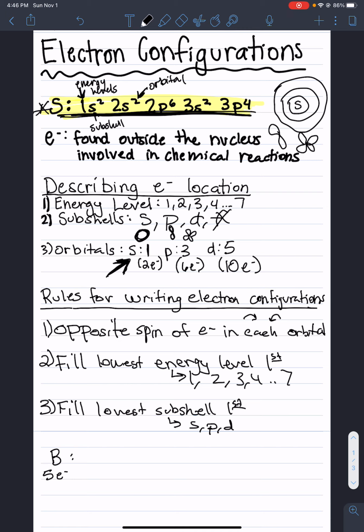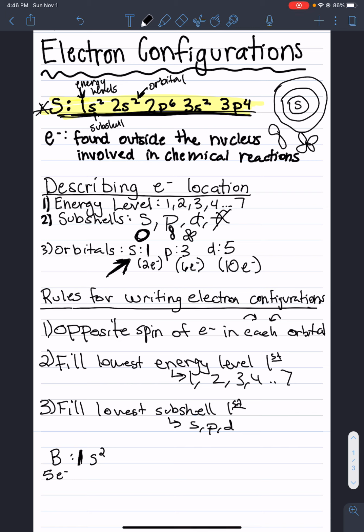So let me show you how I like to think about these. The first thing I do is I start with my lowest energy level, which is 1, and I start with my lowest subshell, which is S. Then I have to say how many electrons are in this. Remember, S can have a total of 2 electrons. Boron has 5 electrons, so there is going to definitely be 2 in S.